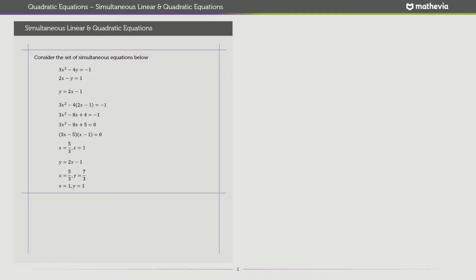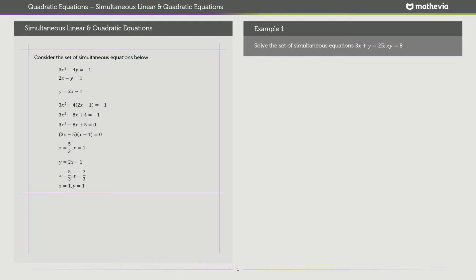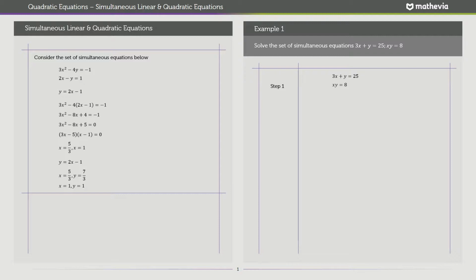Simple, straightforward. Now let's do a few examples. Example 1: solve the set of simultaneous equations 3x plus y equals 25 and xy equals 8. There really isn't an x squared here, but you can see that in the second equation we have x multiplying y.